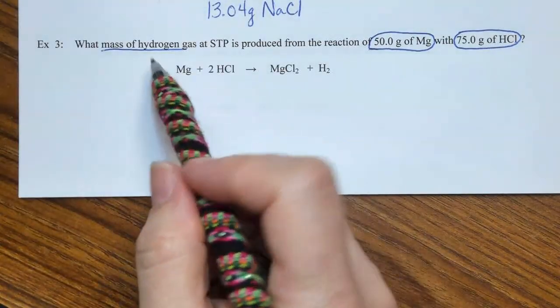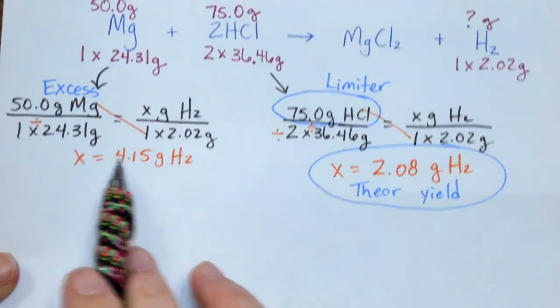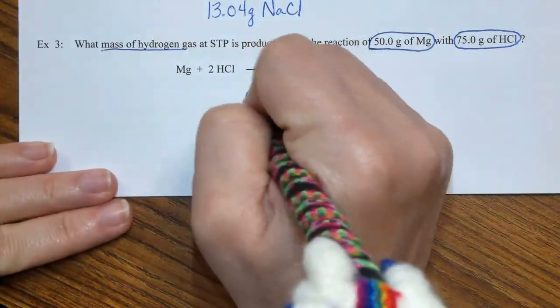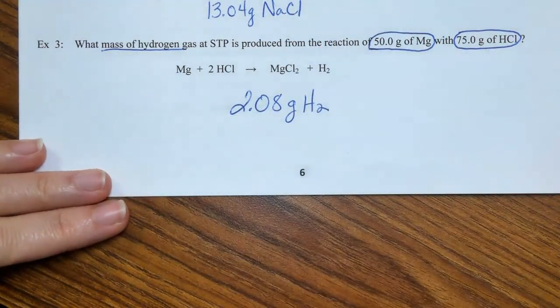So to answer this question, it just says, what mass of hydrogen are we going to get? You have to do two calculations, and the smaller of those two is the correct answer. 2.08 grams of hydrogen is what we're going to get.